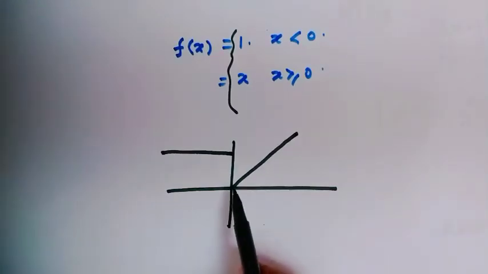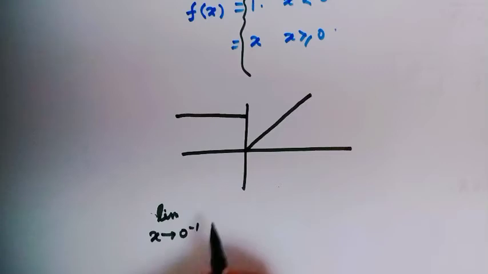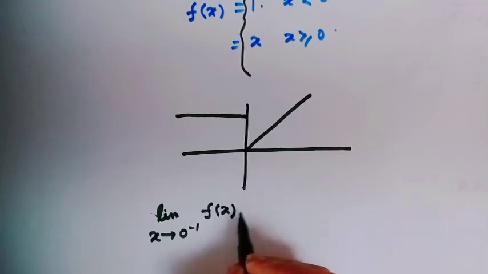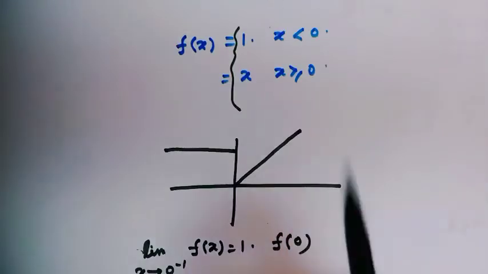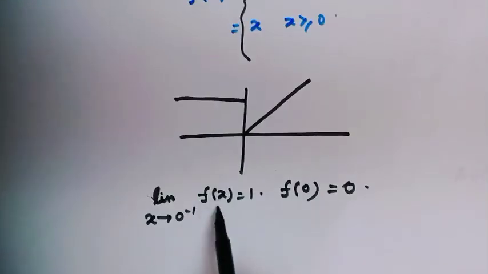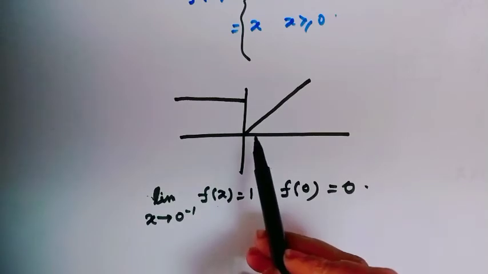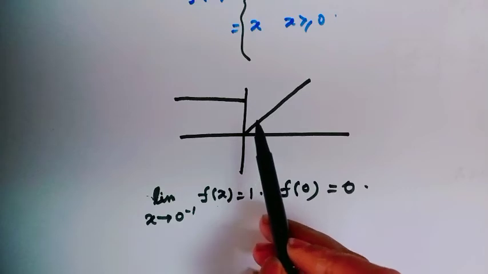And when x is greater than or equal to 0, the value of the function is x. Here, the function has a discontinuity at the point 0, because the limit as x tends to 0 minus of f(x) is 1. And what is the value of f(0)? The value of f(0) is equal to 0. Since these values are not equal, at the point 0 the function has a discontinuity.